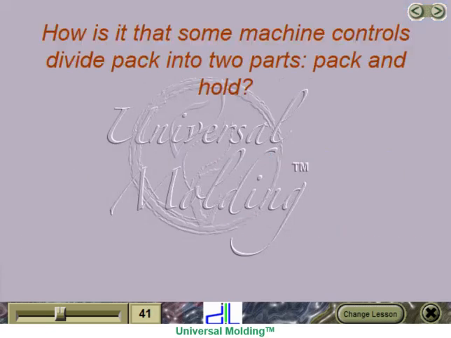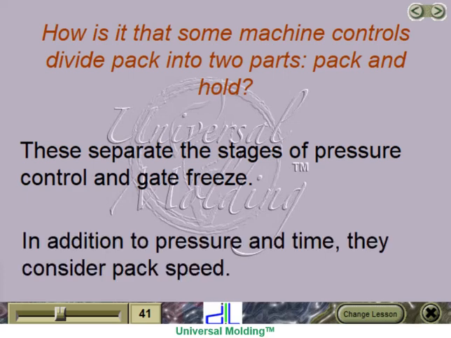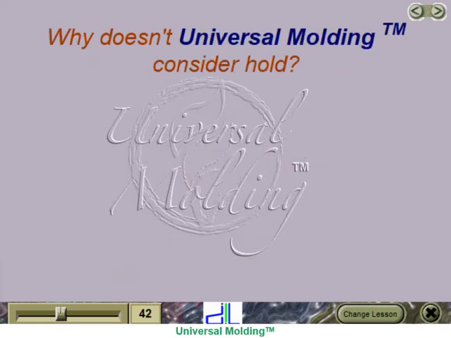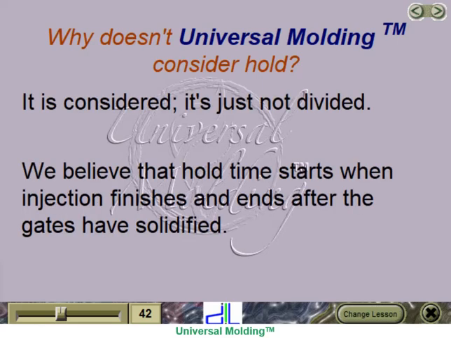How is it that some machine controls divide pack into 2 parts, pack and hold? These separate the stages of pressure control and gate freeze. In addition to pressure and time, they consider pack speed. Why doesn't universal molding consider hold? It is considered, it's just not divided. We believe that hold time starts when injection finishes and ends after the gates have solidified.